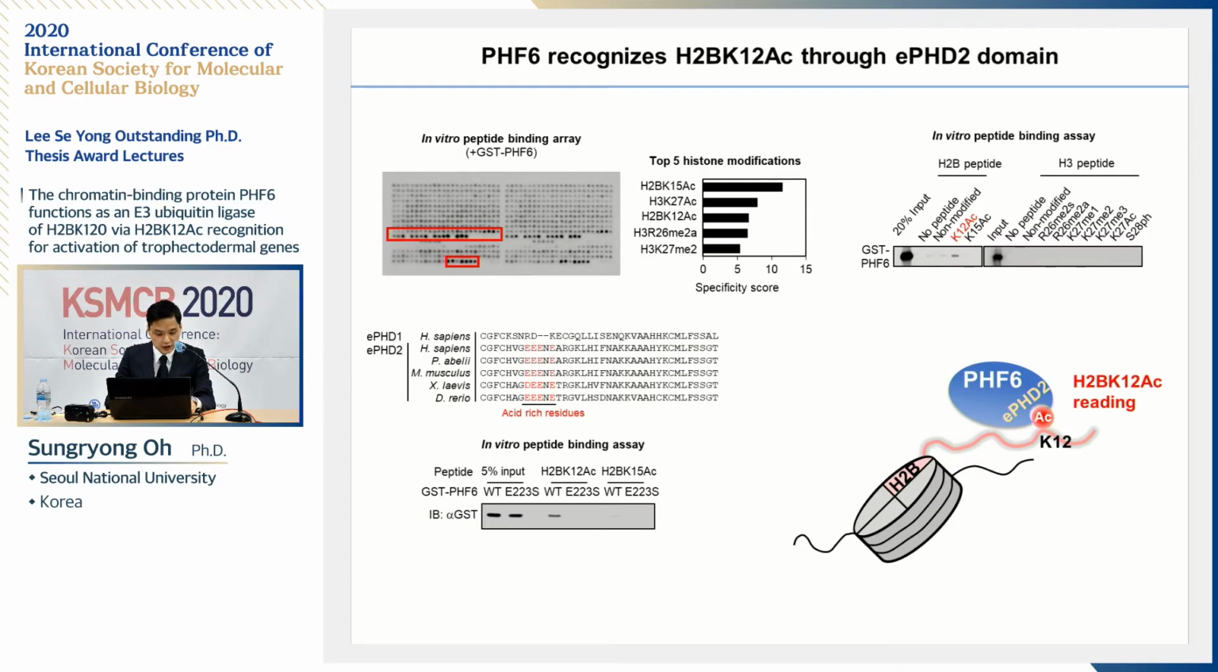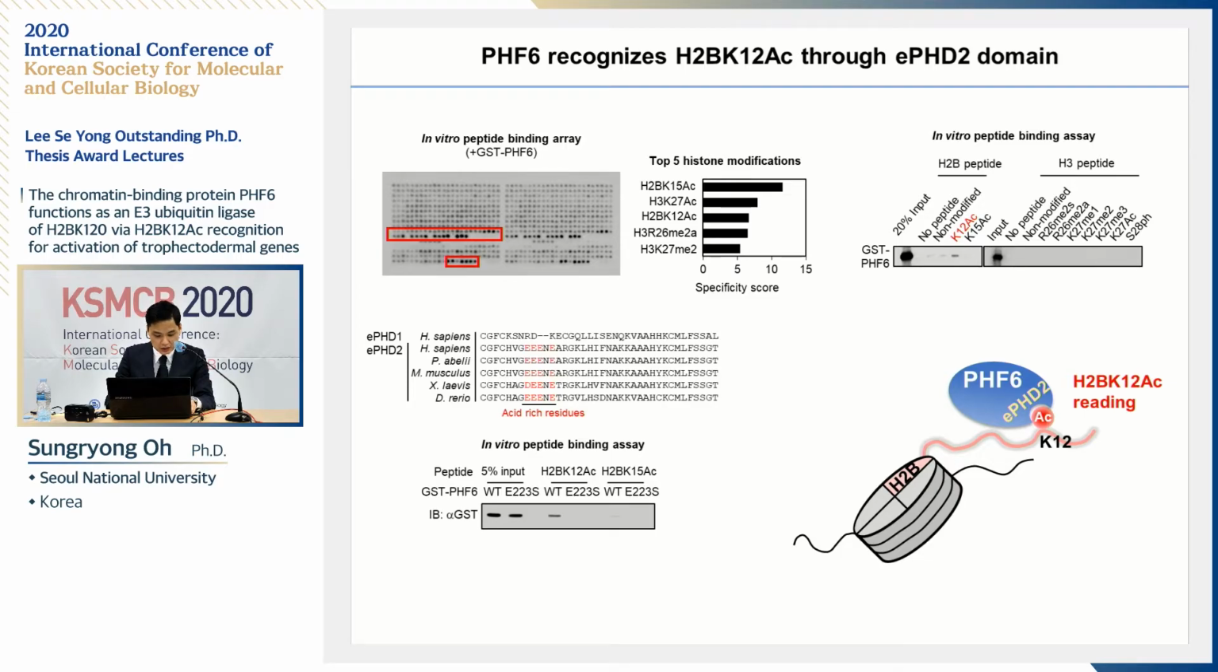Next, I conducted an experiment to see how PHF6 causes transcription activation. I performed an in vitro peptide binding array to see which histone modifications are recognized by PHF6. As a result, I found that PHF6 recognized specific modifications of histone H3 and H2B. And by performing individual histone peptide binding assays, I conclude that PHF6 recognized histone H2B K12 acetylation.